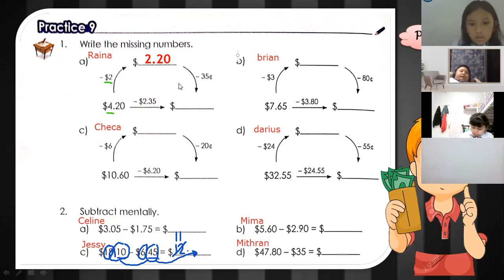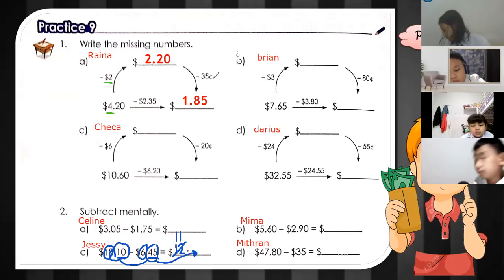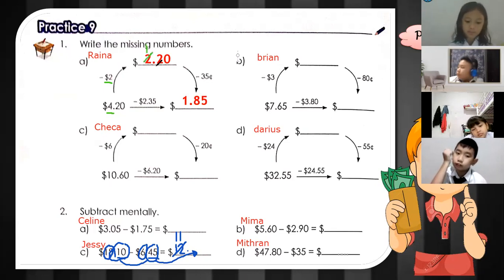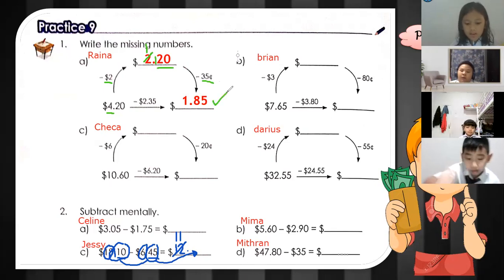$2.20 minus 35 cents equals $1.85. Okay, good. So correct, everybody, correct. Pay attention, yeah. 20 is smaller than 35. You cannot minus it. So you must borrow $1 from the front, yeah. And then the 20 become 120. So you can minus the cents with the cents, and the answer will be $1.85.